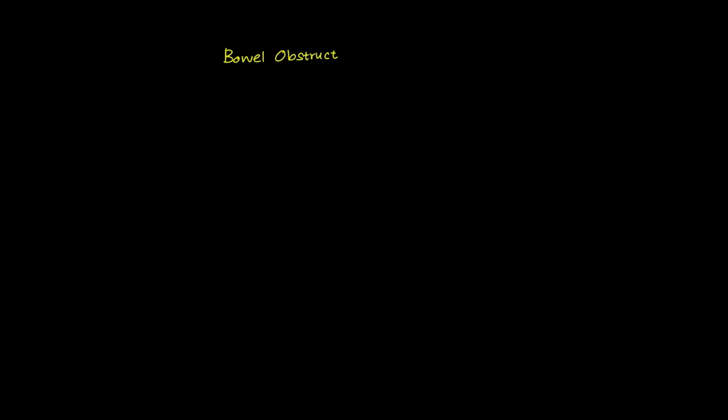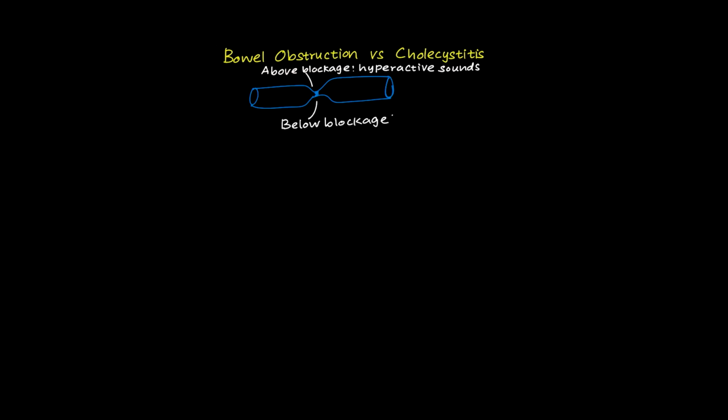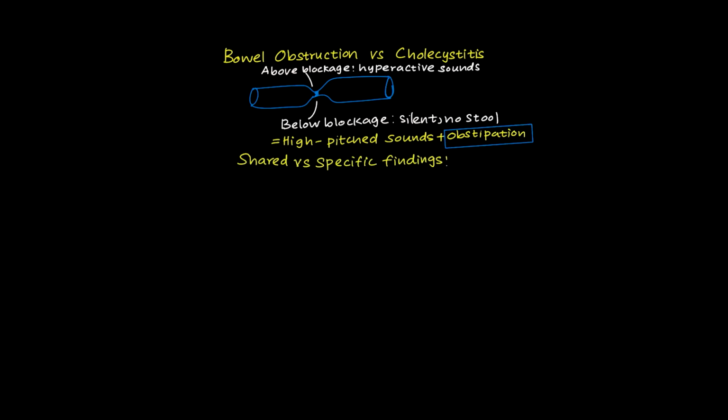Client with cramping, nausea, vomiting. No bowel movement for 4 days, high-pitched bowel sounds in the upper quadrants, and a history of abdominal surgery. The nurse suspects bowel obstruction. The question asks what differentiates this from cholecystitis. The answer is high-pitched bowel sounds with obstipation. Here's why that combination is specific.